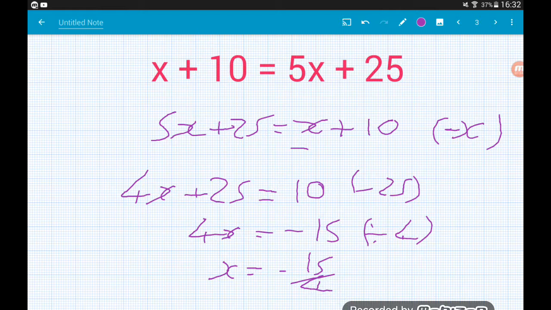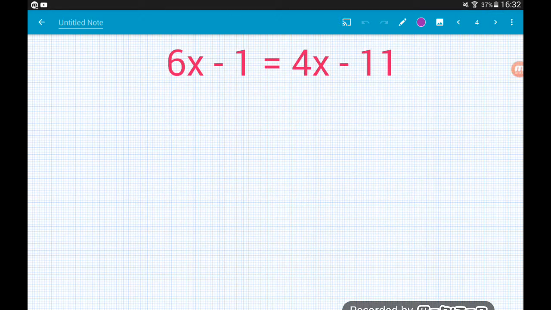Now, as I've said in previous videos, if you get a fraction as your answer, then you're perfectly fine to leave it in fraction form, unless you're asked for it as a decimal. But here, we're just going to leave that as minus 15 over 4.